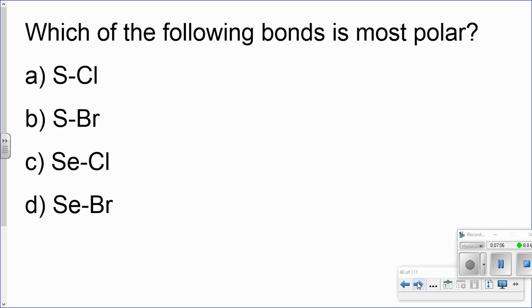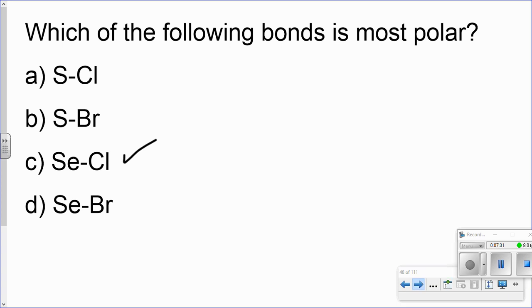Which of the following bonds are most polar? So they all appear in a square. So S, Se, Cl, and Br all appear in the same square. You're looking for a top, right, bottom, left, so you should guess this one being the correct answer.